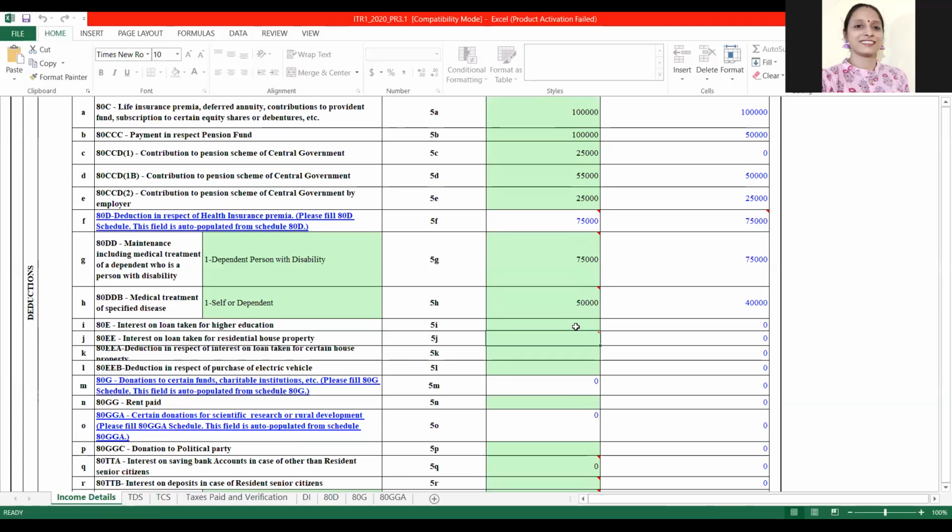Then 80EE is interest on loan taken for residential house property. Now, this is basically with respect to the house property purchased between 1/4/2016 to 31st March 2017. And the value of the house property should not be more than 50 lakhs.